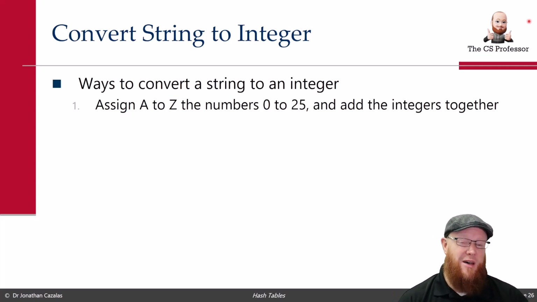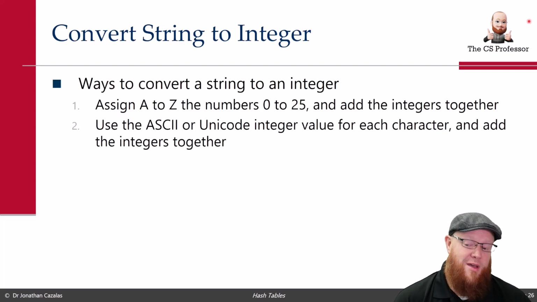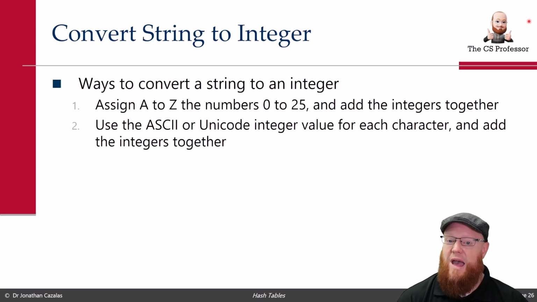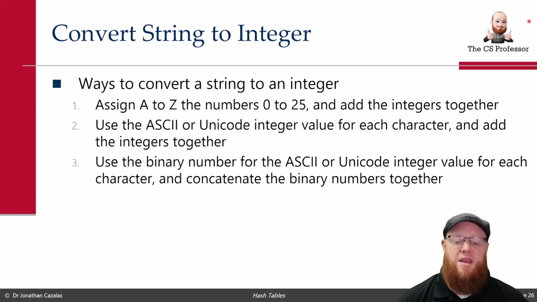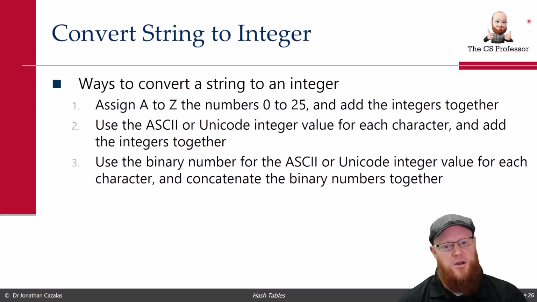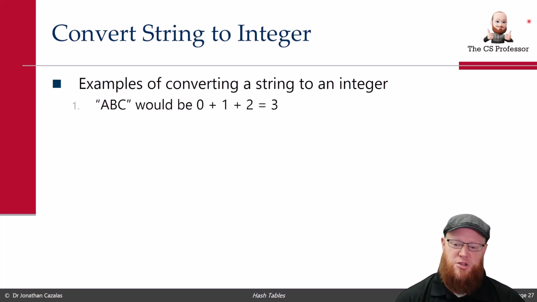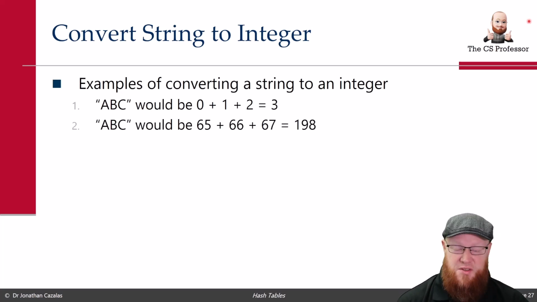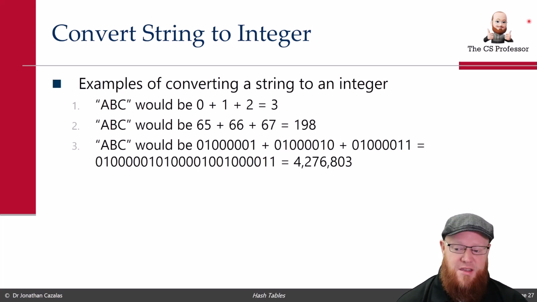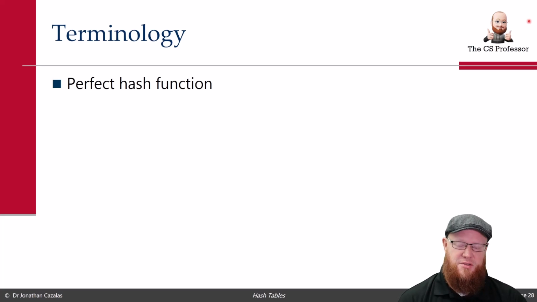What if we just want to assign the values A through Z to 0 to 25, then add those values together? That would work. You could use the ASCII or the Unicode of each character, add those together. Frankly, you could even use the binary for the ASCII or Unicode and concatenate and do some other funny things. Long story short, many ways you can convert a string into an integer and then use that integer as a key to your hash function. So ABC could be 0 plus 1 plus 2, or it could be 65 plus 66 plus 67 if you're going to use the ASCII values. Or it could be this. You can come up with so many different options.